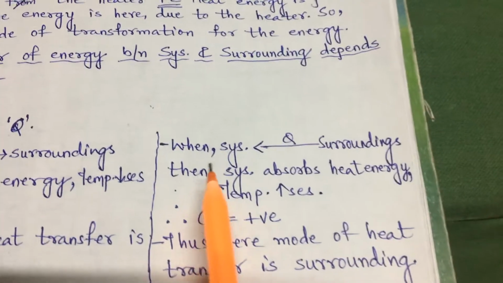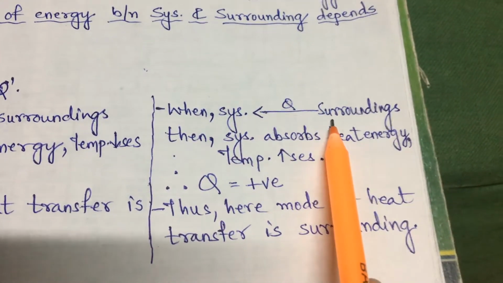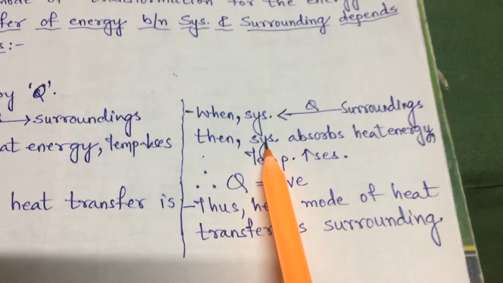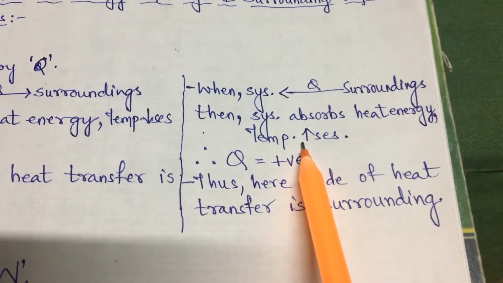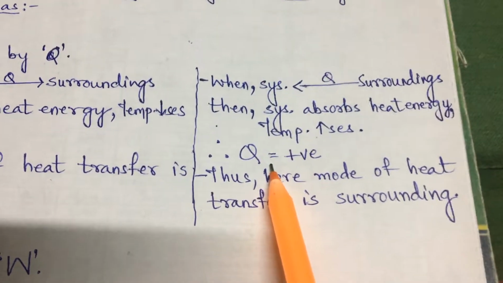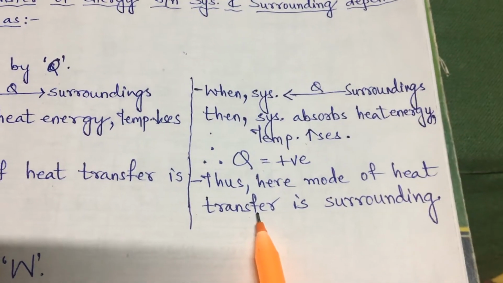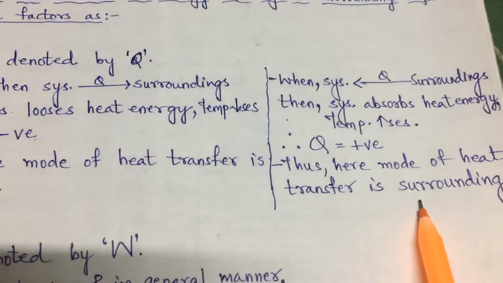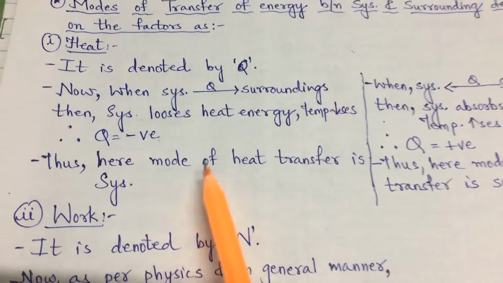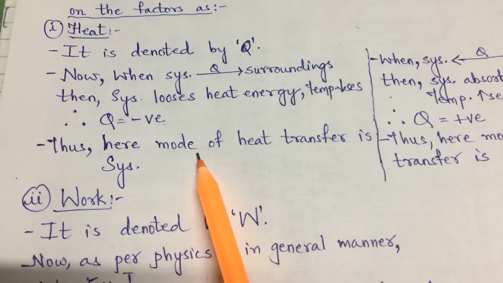On the other hand, when the system is getting heat from the surroundings, that means the surroundings is giving heat to the system, then the system is absorbing. It is taking heat from the surroundings, so its temperature increases and positive heat energy is attained. Thus, the mode of heat transformation here is the surroundings. Clear? So what is the mode? The mode is a substance, a device, a material which is responsible for transfer of the energy.